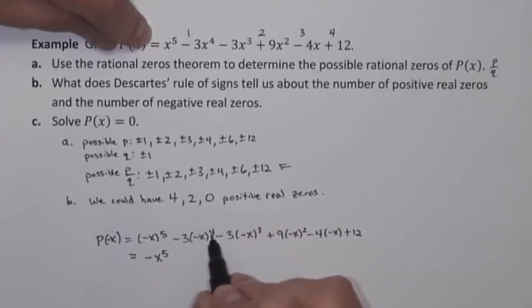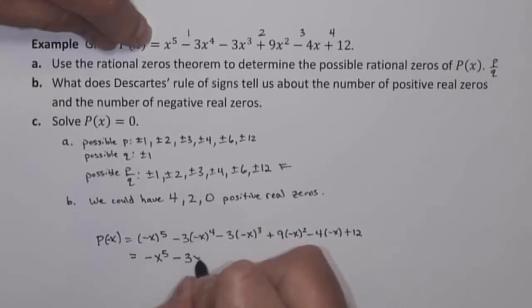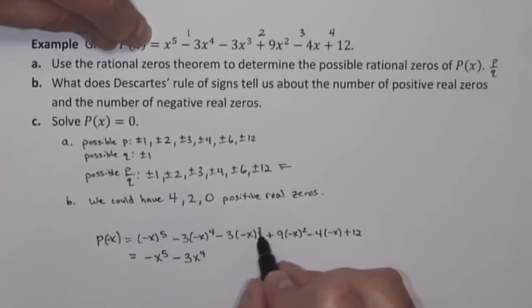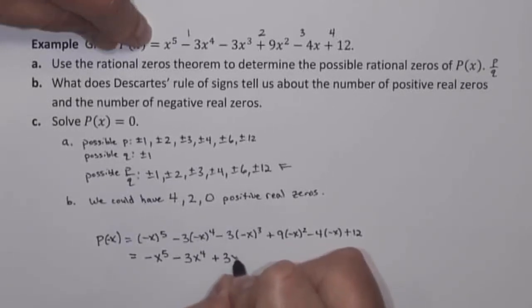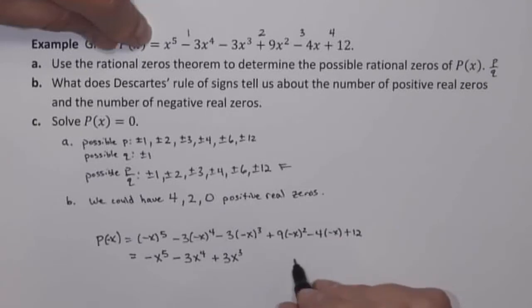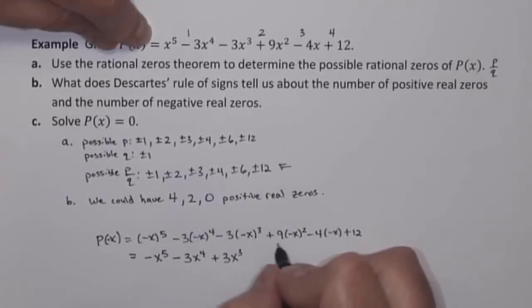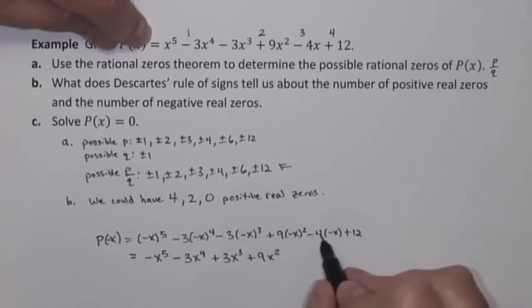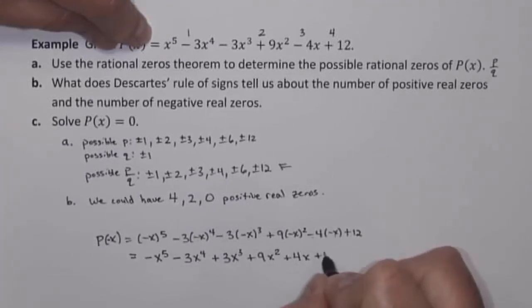Negative x to the fourth power is the same as x to the fourth power times negative 3, which is going to be minus 3x to the fourth power. Negative x to the third power is the same as negative x to the third power times negative 3, which is going to be plus 3x to the third power. Negative x squared is the same as x squared times plus 9, so plus 9x squared. Minus 4 times negative x is going to be plus 4x, and then we still have plus 12.